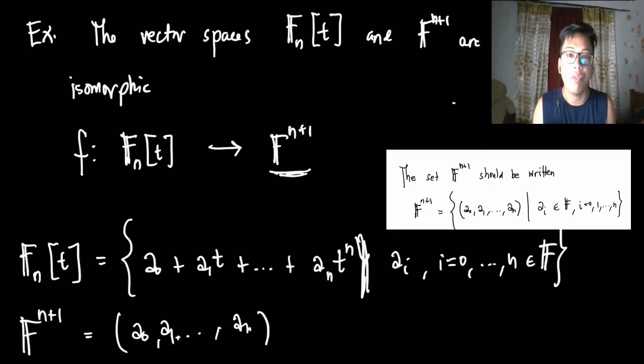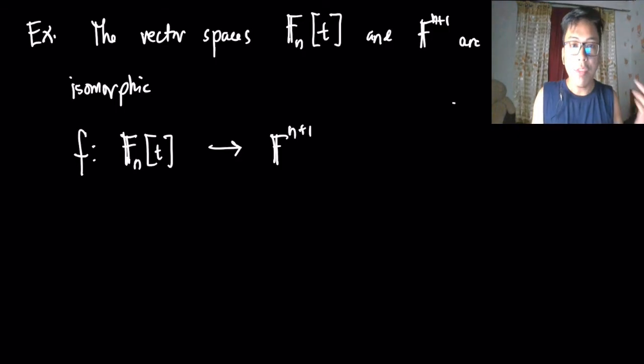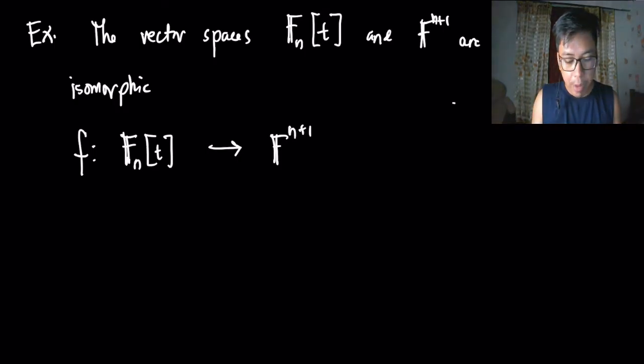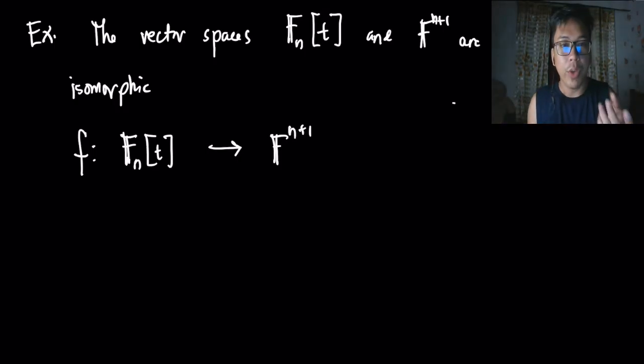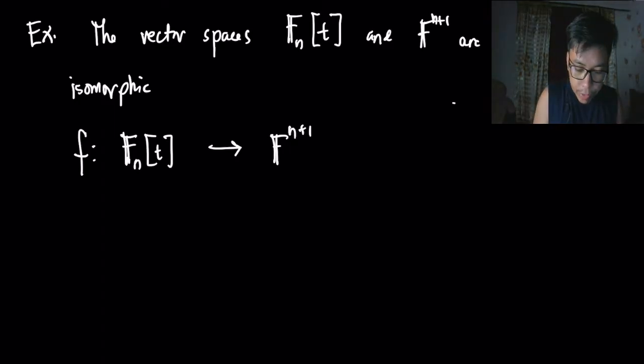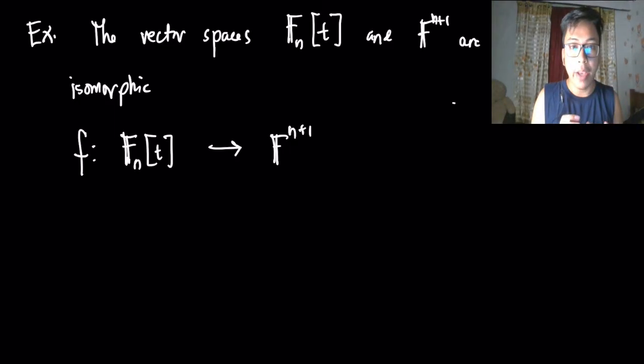So it's an n plus 1 tuple. Okay, so the reason why F_n[t] is isomorphic to F^(n+1) is because if you have this mapping f from F_n[t] to F^(n+1), such an f is actually an isomorphism. To see that, I'm going to define what this f is all about first.